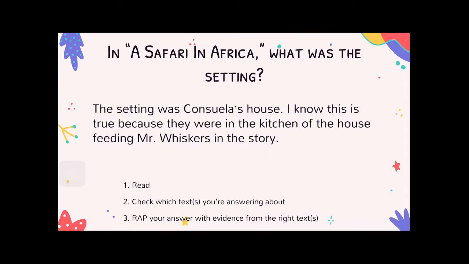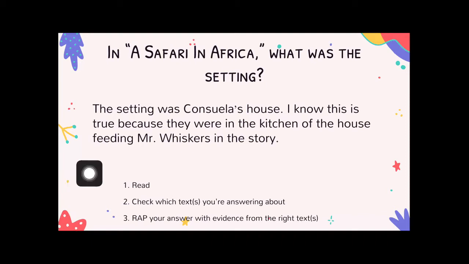All right, let's see. On this one, I think Otis might have made a mistake. I want you to pause the video after I read the question and answer and see if you can come up with which step or steps Otis needs to go back and do. In a safari in Africa, what was the setting? Otis's answer: The setting was Consuela's house. I know this is true because they were in the kitchen of the house feeding Mr. Whiskers in the story. I want you to pause the video and see if you can figure out what step he forgot to do here.